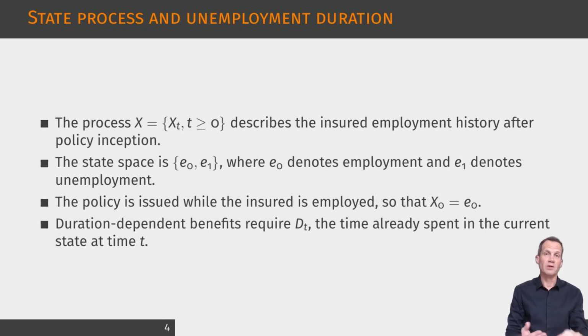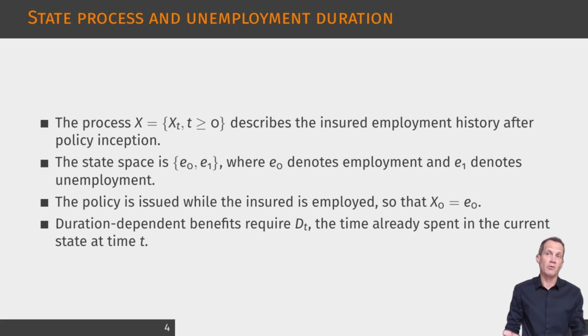This is why the chapter introduces a second process, the duration process. At each date, this duration records how long the insured has already spent in the current state. The definition is path-dependent. It looks backward from the current time and finds the length of the most recent uninterrupted stay in the present state.